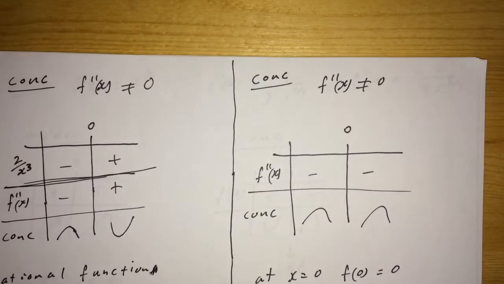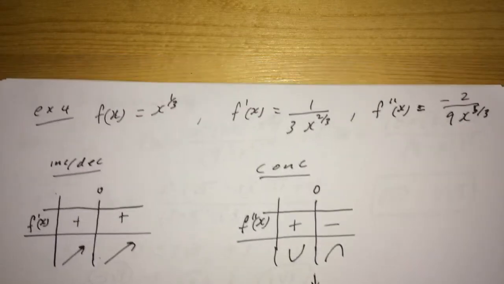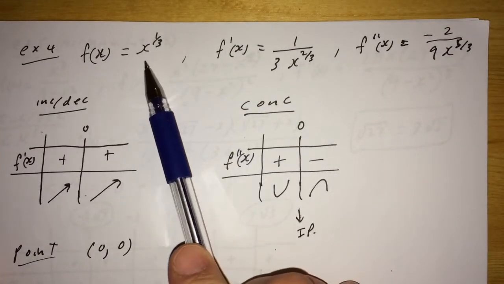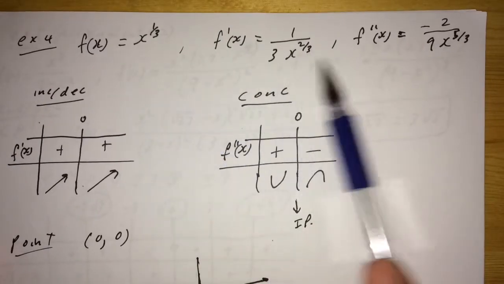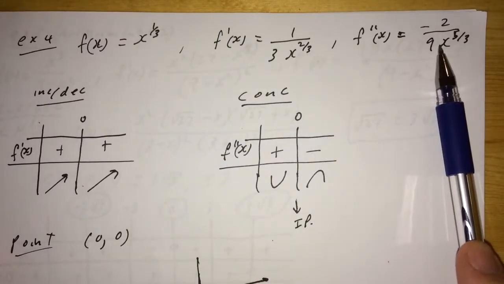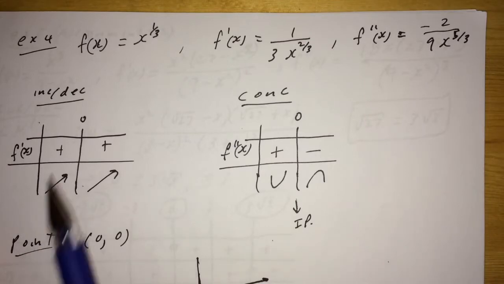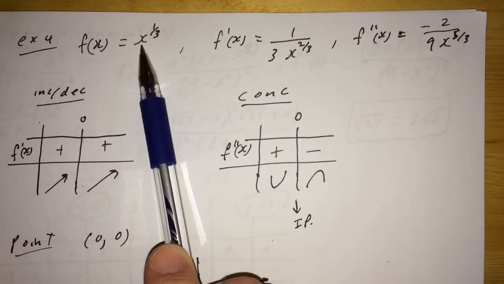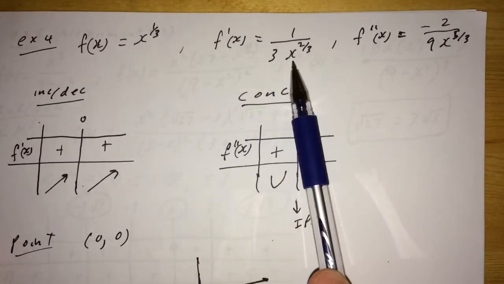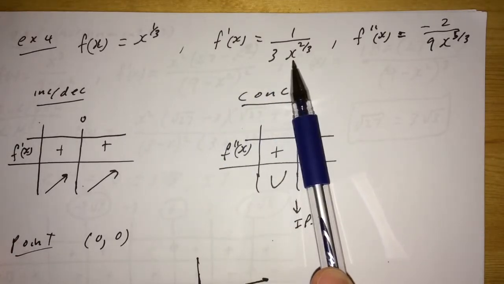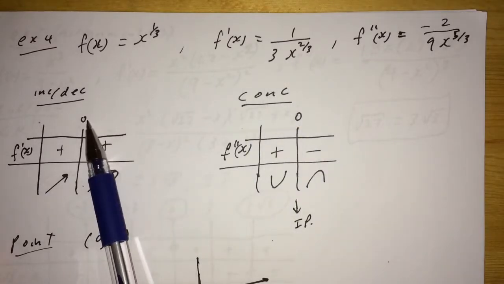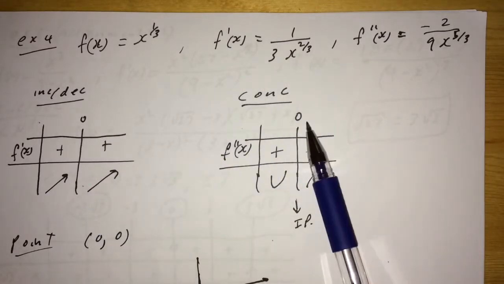Another interesting function is this one here. F of x equals x to the 1/3. Here's the derivatives, so you can check those. Here's the increasing decreasing table. Okay, the function exists at 0, but the derivative doesn't because of the denominator. So that is going to be a number in our increasing decreasing table and in the concavity chart or table.